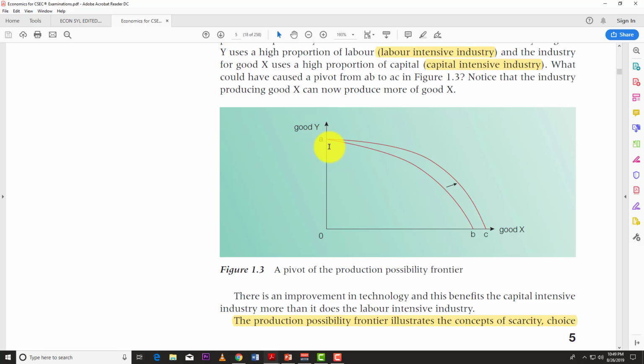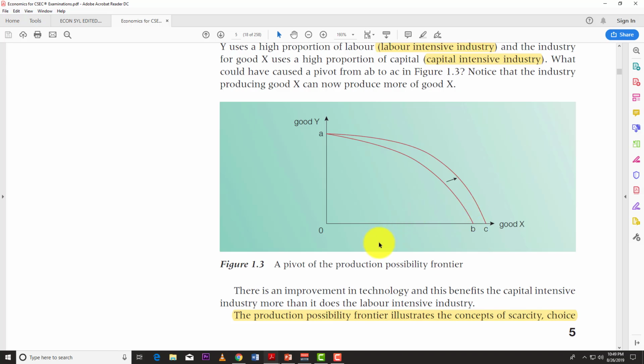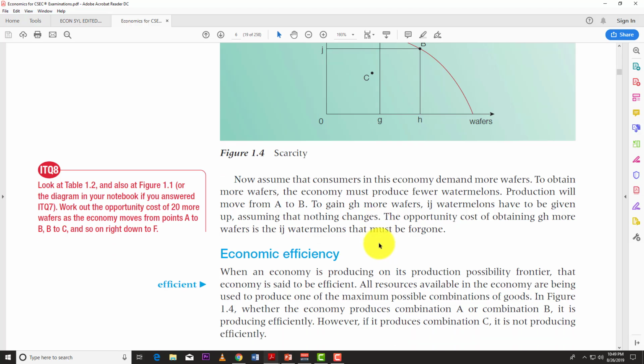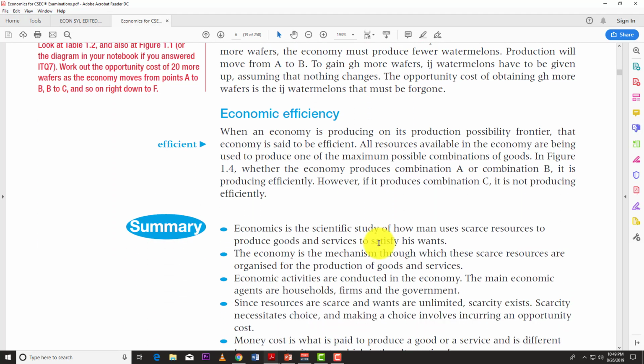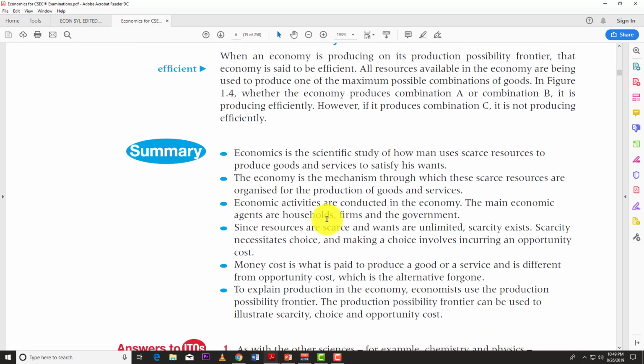But the labor intensive job is still using hand, still using old school technology. So the productive capacity has not changed as much. So it's going to remain, whereas the good X is going to pivot because that's more capital intensive. So that's basically it for the production possibility curve, the production possibility frontier. Let's go over it quickly.